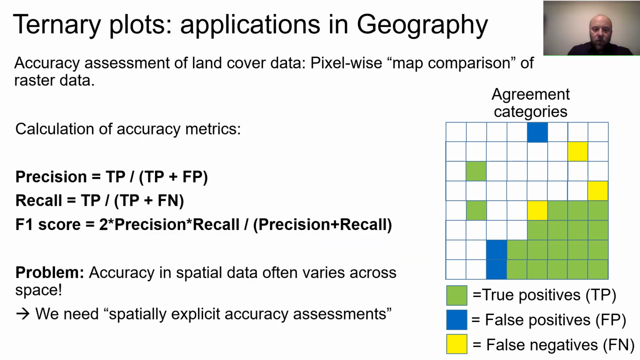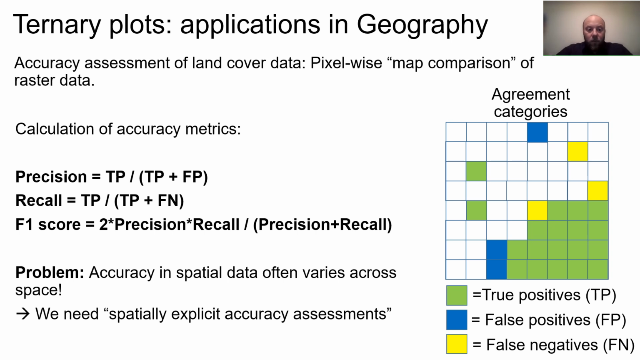So once we count basically the pixels in each of these three agreement categories, we can establish accuracy metrics such as precision, recall, or the F1 score, which is based on the counts of these grid cells in the three categories. There are more metrics such as the kappa index, overall accuracy, or percentage correctly classified. You'll probably learn about this or have learned about this already in some remote sensing class.